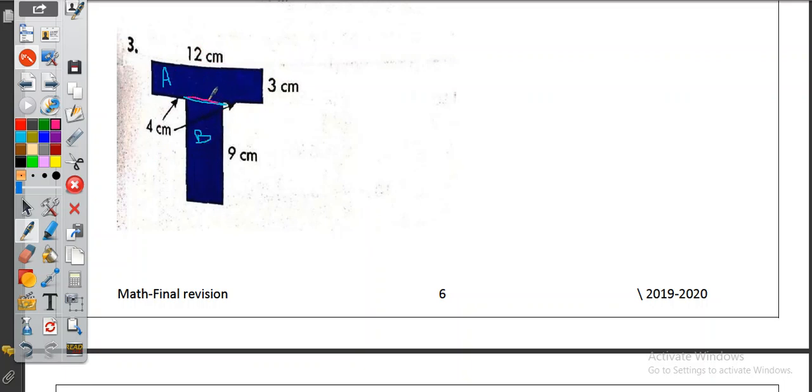I don't know what this is, but I know that this is 4 and this is 4, and all of it is 12. 4 plus what plus 4 equals 12? Yes, it is 4. So now I know the dimensions of B. This is the width and this is the length.